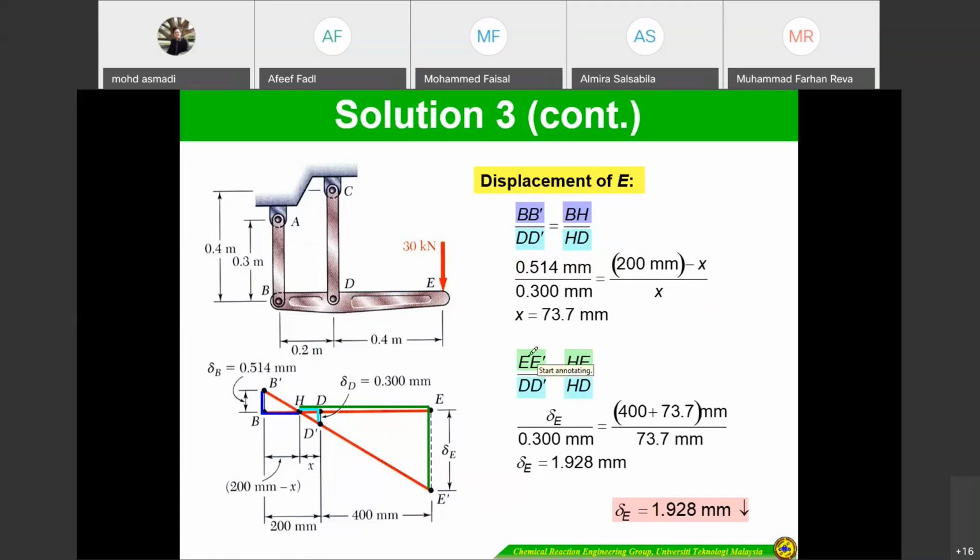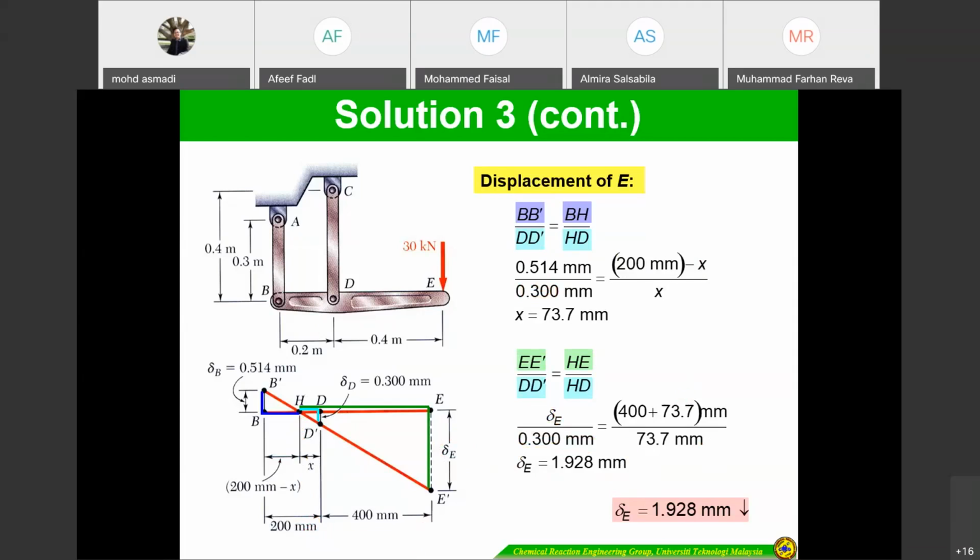Since E is the deflection point, substitute for DD as 0.3, and 400 plus X, because the total length from H to E is 400 plus X, and divide by 73.7. This is X, so that we can get the deflection for the point E. Delta E equals 1.922 to 1.928 millimeter. So this is the kind of equation that I will prepare for the final equation.